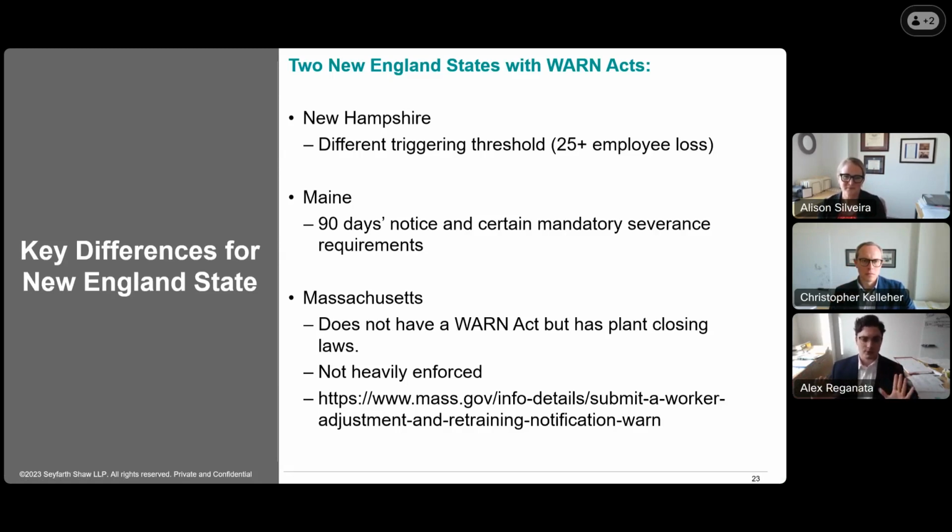Massachusetts is a little strange. It does not have a WARN Act, but it has plant closing laws. Now, the experience has been that this is not heavily enforced, and we've included a link to the Massachusetts government website that you can go and explore yourself. But of course, you should still always explore this act and any others with legal counsel before making any business decisions.